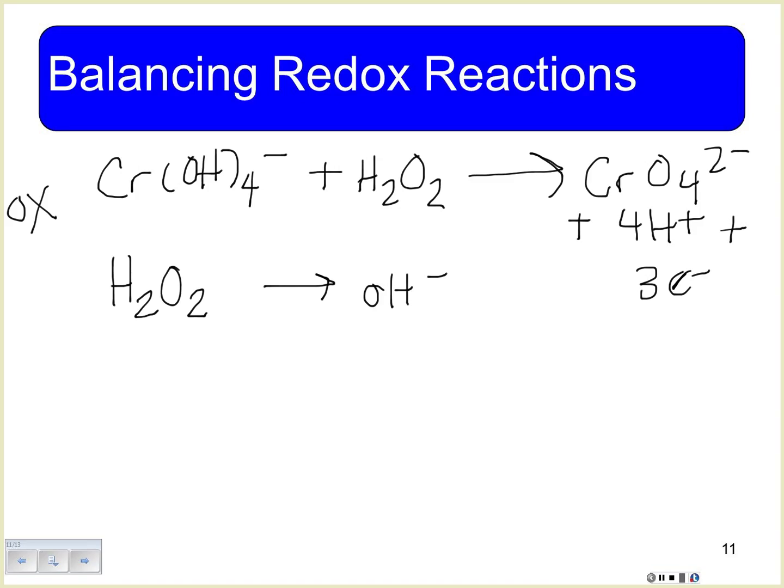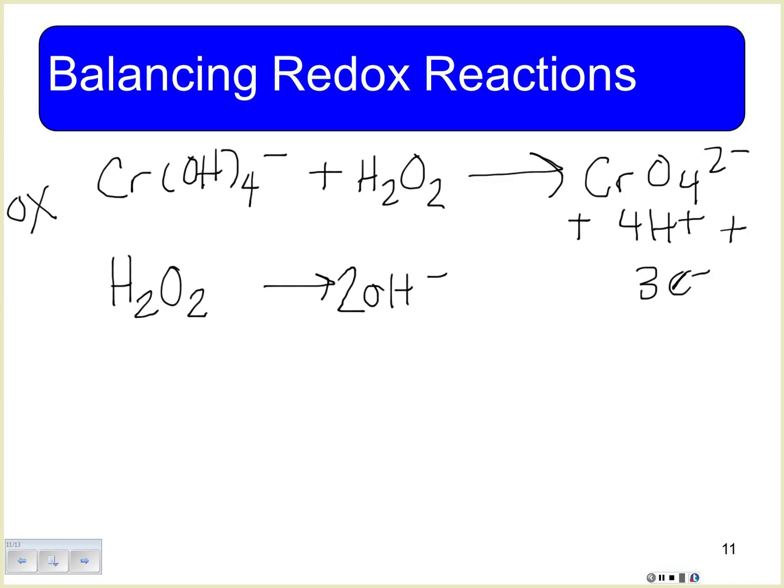We've got 2 hydrogens and 2 oxygens. So we've got hydrogen peroxide on the left. Okay, so what can we do to our product side? Okay, we can just add a 2, which means now we have 2 oxygens and 2 hydrogens. So we're balanced. We don't have to add water or add a proton.